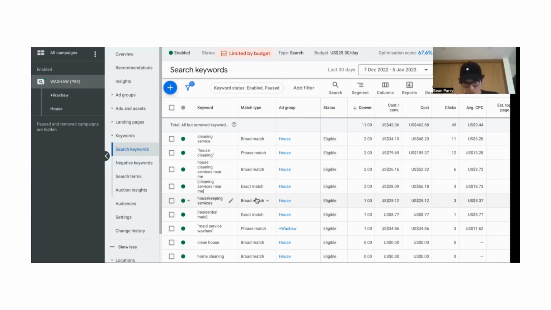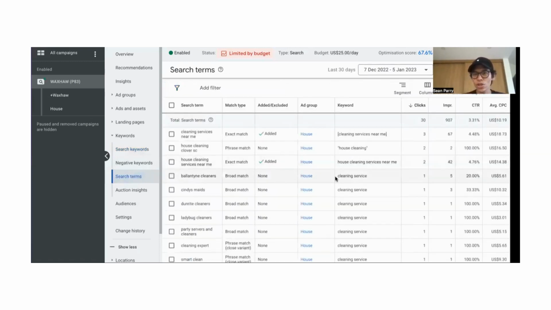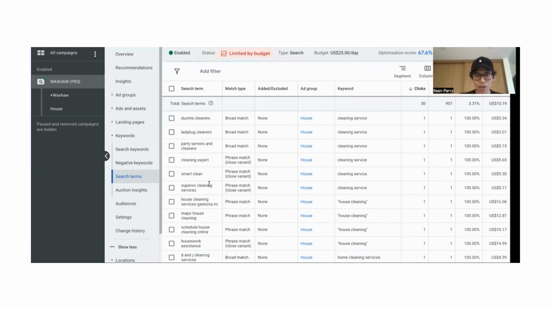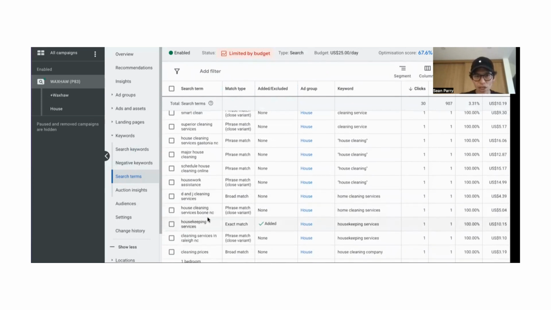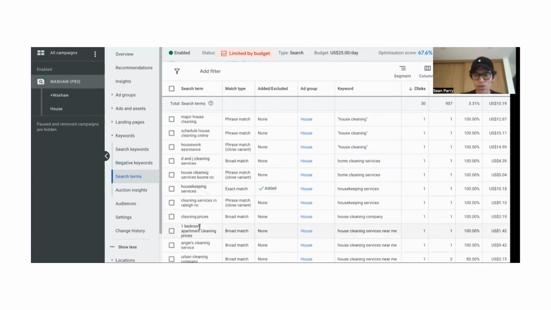So just a couple of comments on the keywords there. If I just jump into the search terms report. The search terms are basically the exact string of words that people are typing into Google and our adverts are showing up for. So you can see this in the first column here. There are lots of examples of great search terms, these cleaning services near me, house cleaners near me. As we look down here, housekeeping services, cleaning prices, these are all great.